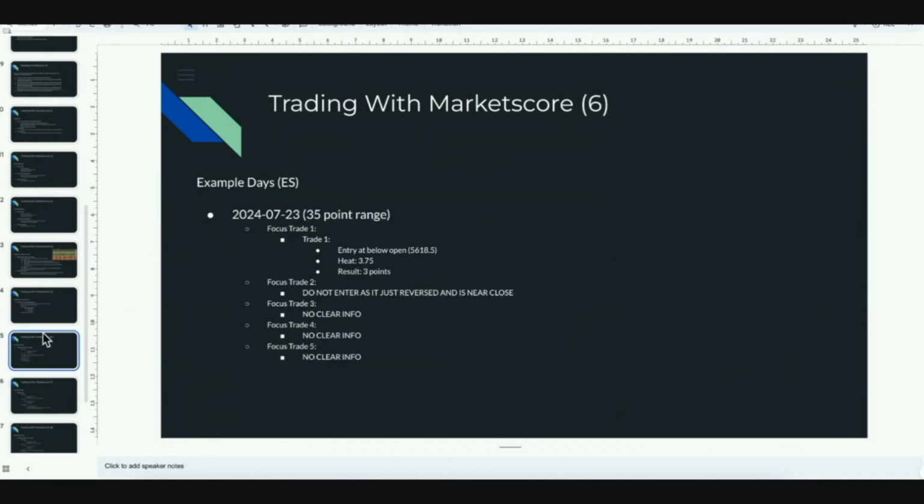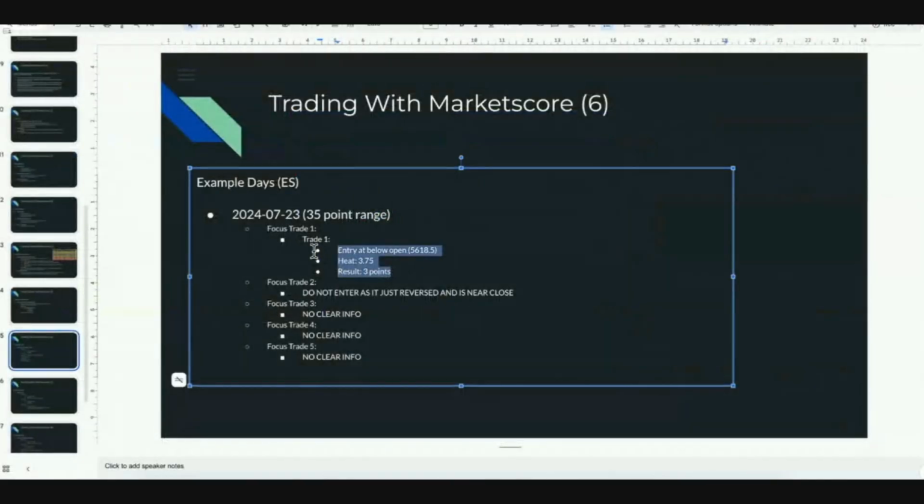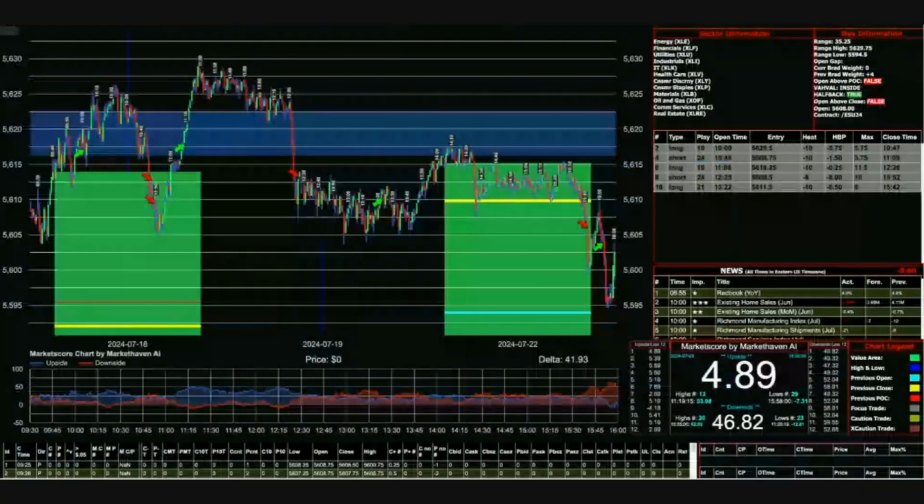So I'm going to go through some days and show you how these days would be traded. These are only showing the focus trades. So this first trade, as you can see right here, the entry is at 51.68. You basically take about 3.75 points of heat, and it results in 3 points. It actually goes up more than that, but I'm not going to go into great detail.